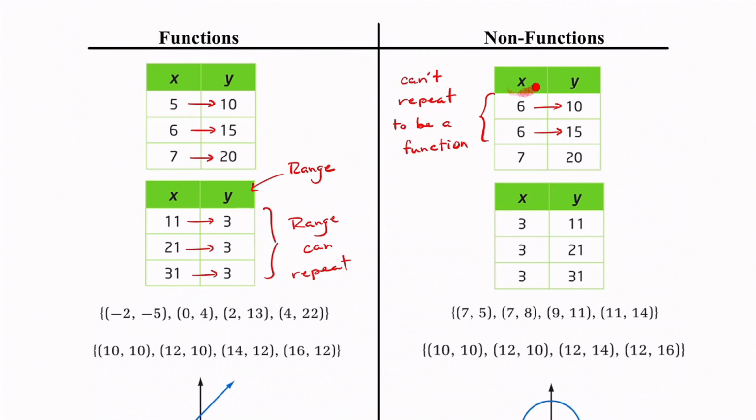So on this one here, the domain couldn't repeat. I'm just going to put domain up here. Domain can't repeat to be a function, but the range can repeat. Looking at this last one now, we got 3 goes with 11. Then all of a sudden it changes and it goes with 21. So we have that repeating here where it doesn't give us the same value, and you can't have that. So the domain is repeating, therefore it's not a function. Okay, so we've seen those ones.